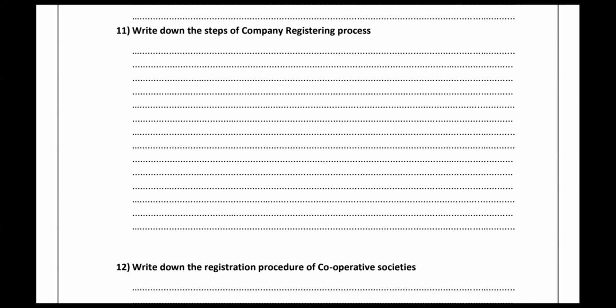Fourth thing is you have to present the necessary documents. Fifth is you have to pay the registration fees. And the sixth one is you have to obtain what? Certificate of incorporation. And the seventh thing is you have to publish the name of the company. Okay, let me send that.